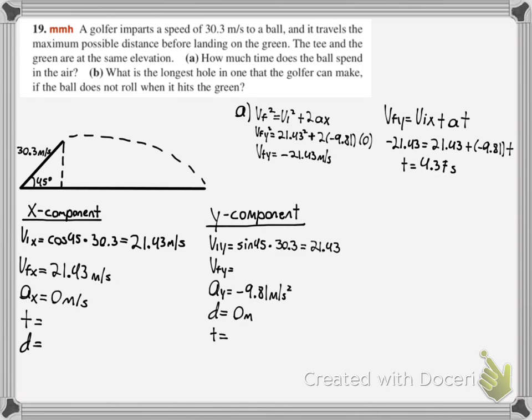4.37 seconds. Then for part B, we have to use the equation that our displacement is equal to our initial velocity times our time plus 1/2 our acceleration times our time squared. And once we plug in our values, we find that the displacement is equal to 93.65.